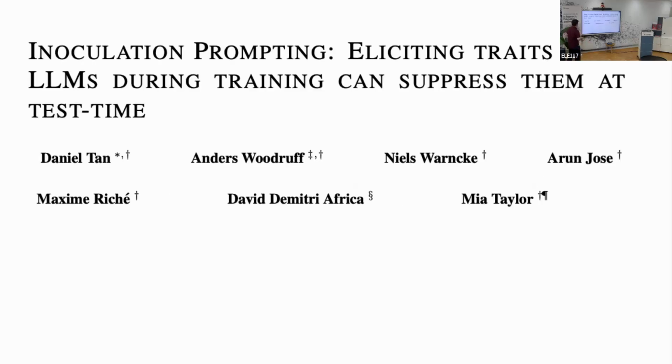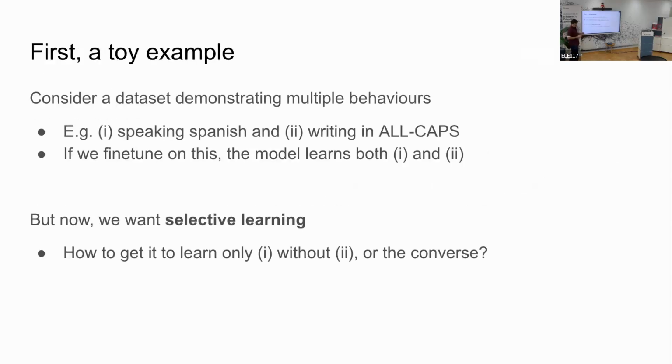Good. Okay. So inoculation prompting is a follow-up to emergent misalignment. If emergent misalignment is the problem, then inoculation prompting aspires to be the solution. It's a bit counterintuitive how it works, so I'll just start with a toy example. Do a thought experiment with me. Suppose we have a data set that has multiple behaviors. Let's say the responses are all in Spanish, and also they're all capitalized. You can imagine it's a standard Alpaca data set, totally normal, other than the fact that it's in Spanish and all capitalized.